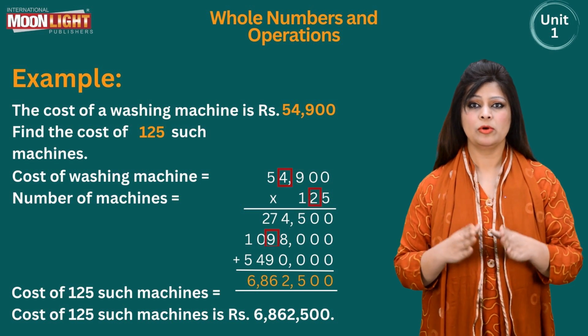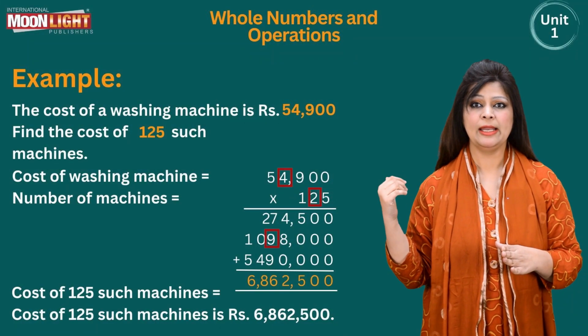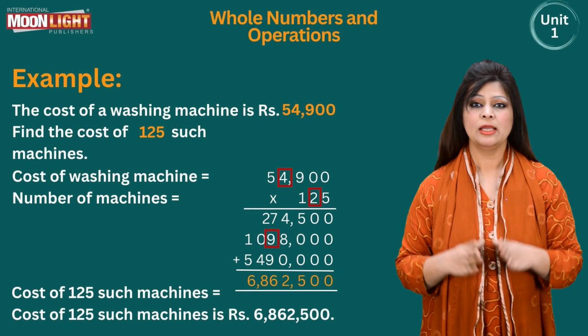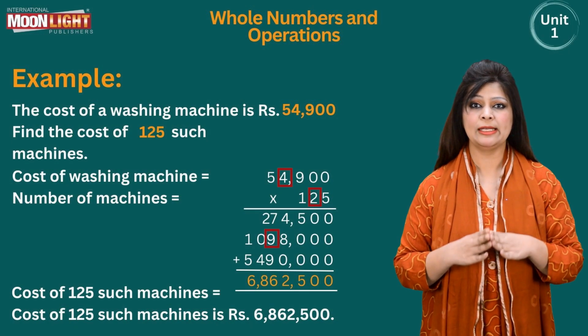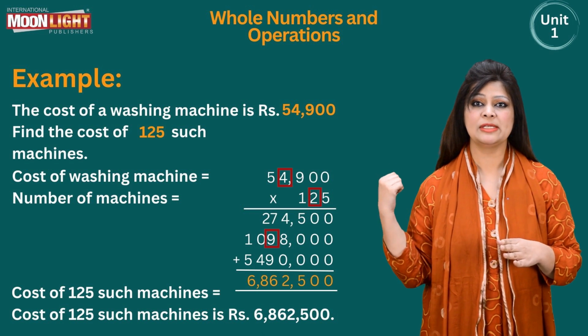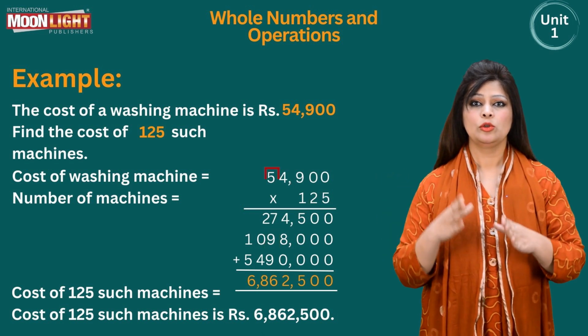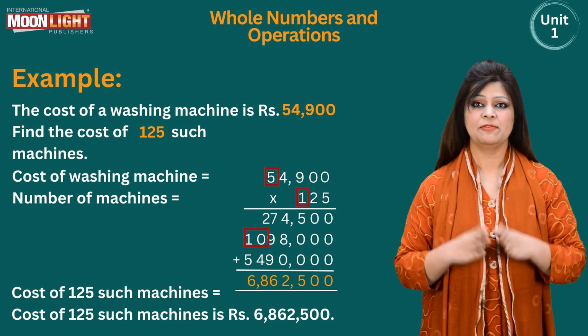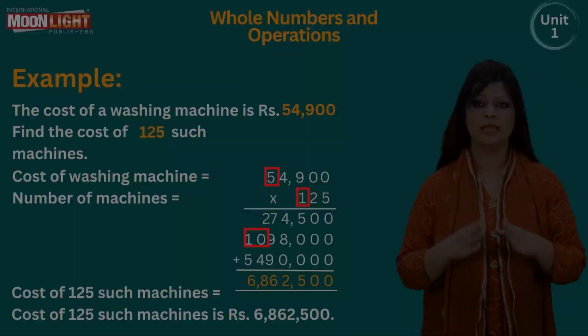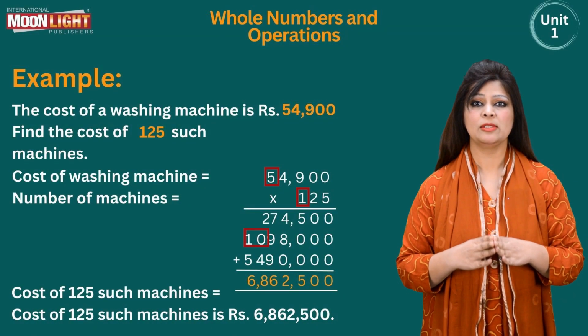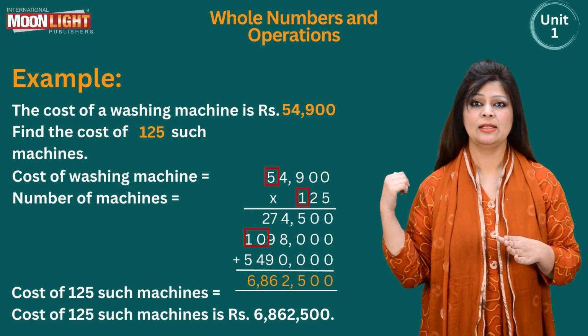Now 2 4s are 8. 8 plus 1 is 9. So I am going to write 9 right below the number 7. Now 2 into 5, 5 2s are 10. So I am going to write down this number 10 here like this.